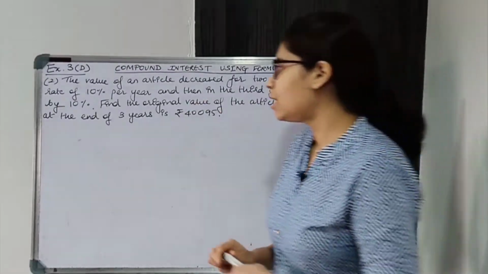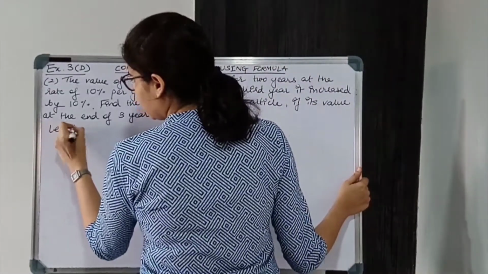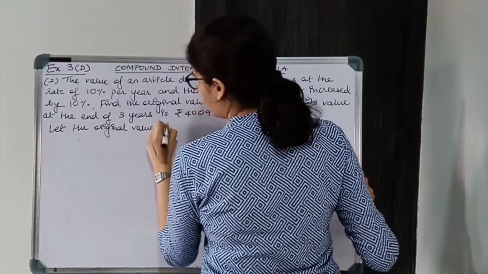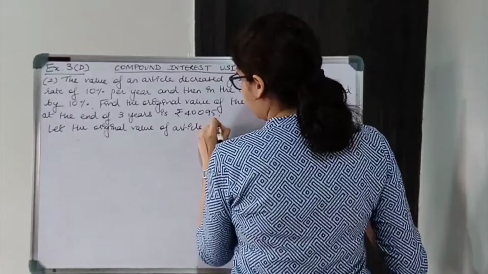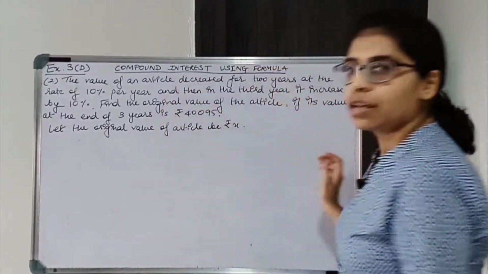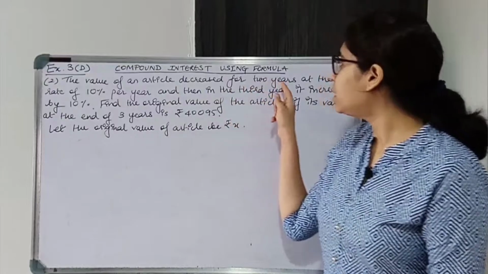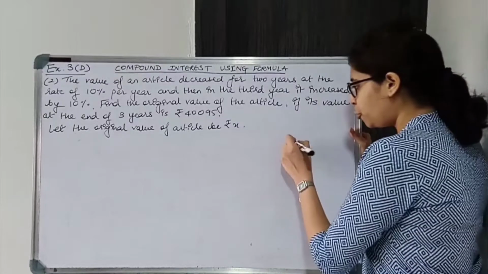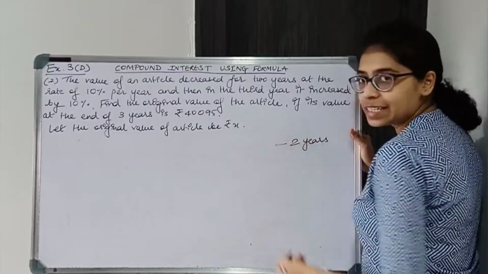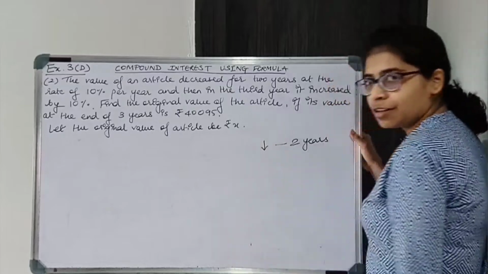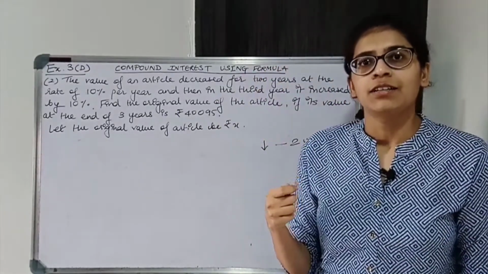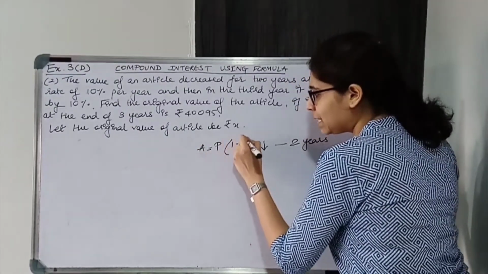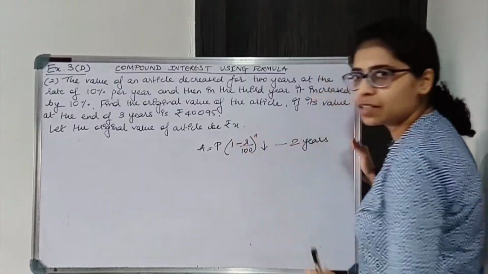So let the original value of article be X rupees. Now value of the article decreases for 2 years at the rate of 10% per year. Okay, so for 2 years its value is decreasing. When the value is decreasing, what will you do? The formula will be A is equal to P into 1 minus R upon 100 raised to N. You will subtract rate percent.